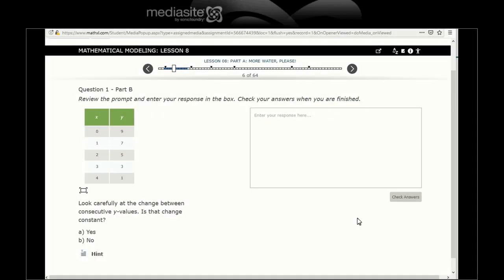Okay. So question 1, part B, review the prompt and enter your response. Check your answers. Look carefully at the change between consecutive y values. Is that change constant?